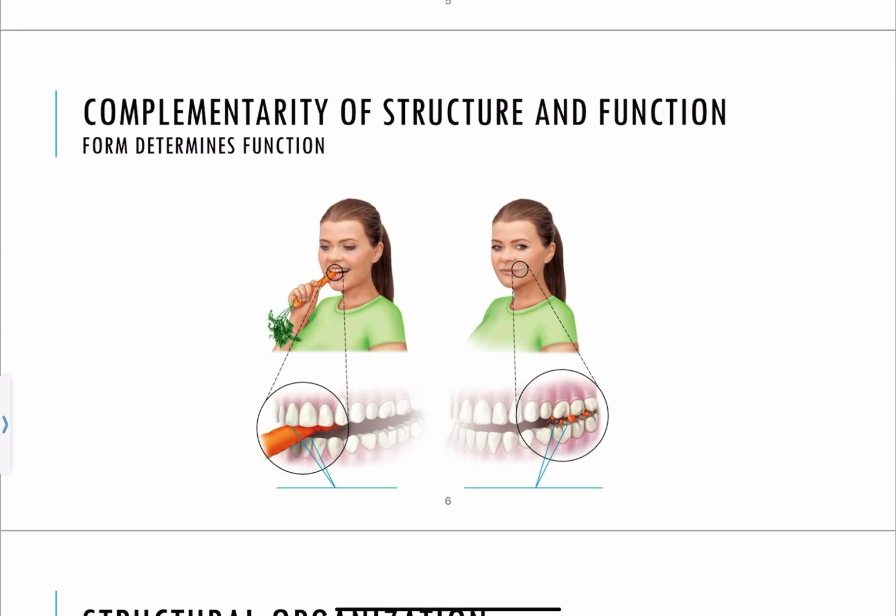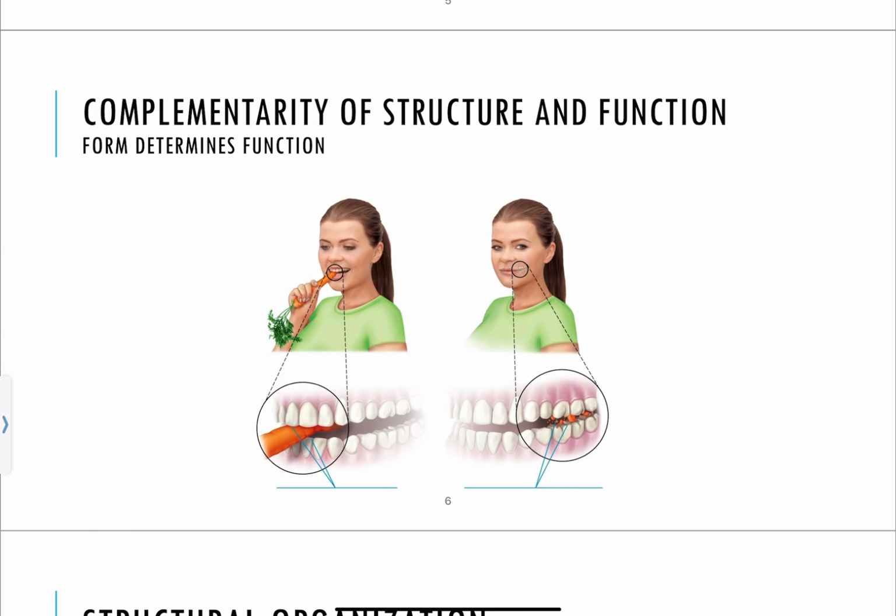Okay, so we did talk about anatomy, which is going to be the structure, and physiology, which is pretty much the function. And even though anatomy and physiology are distinct from one another, they're also inseparable, because function is always going to reflect the structure.